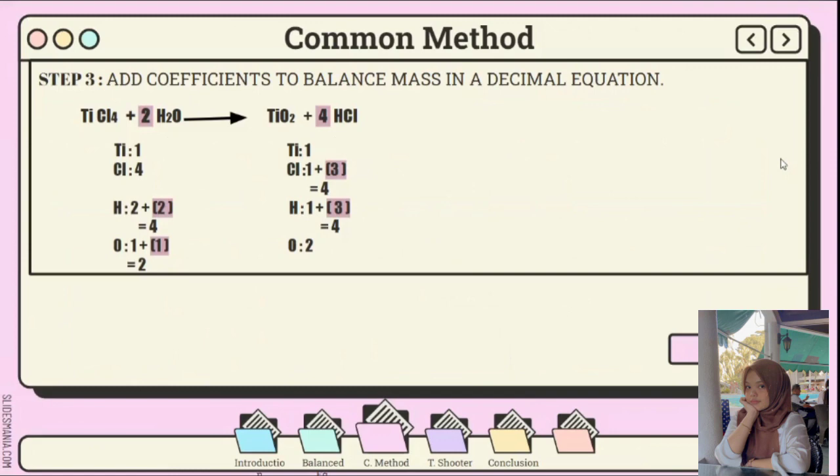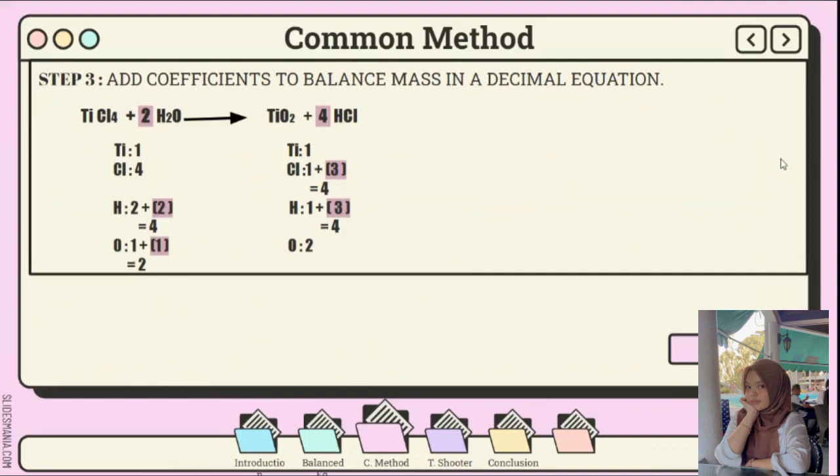For the reactant side, we have 4 atoms of chlorine, meanwhile for the product side, we just have 1 atom of chlorine, which clearly says that it's not balanced. So now we just have to balance it by adding 3 more atoms to the product side. So 1 plus 3 equals 4.